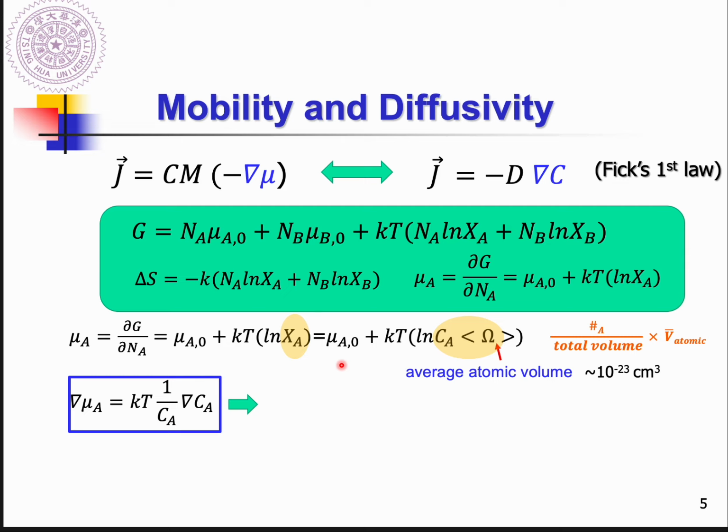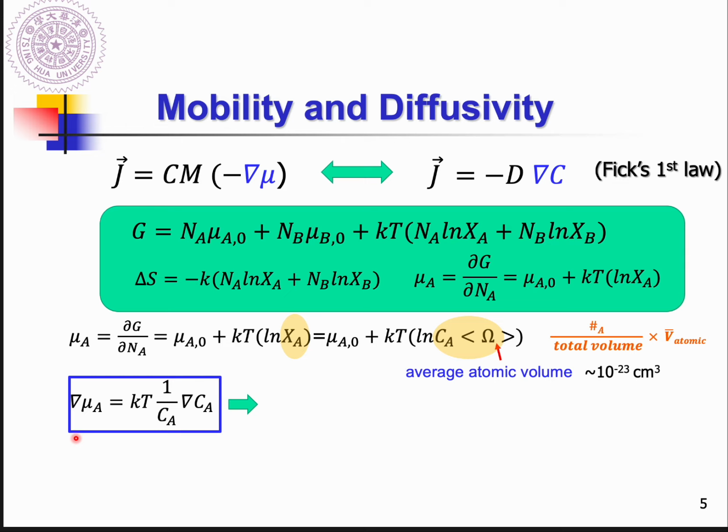So you got the 0. And this term you can divide into log Ca plus log omega. Kt log Ca, when you partial with the distance x, you got 1 divided by Ca and the Ca gradient. And the last term here, Kt log omega. Omega is definitely a constant, right? Partial with the distance becomes 0. So you got this relationship.